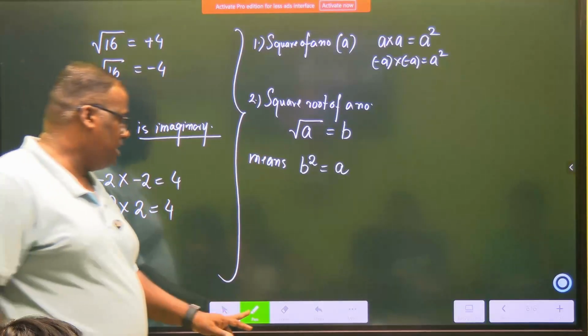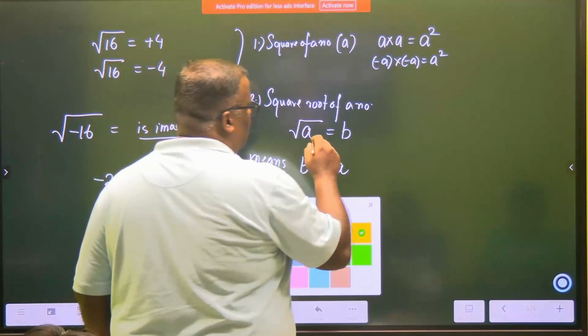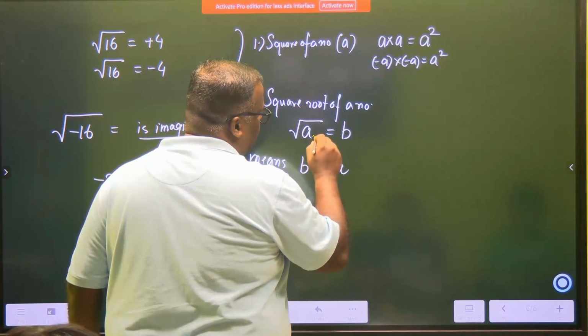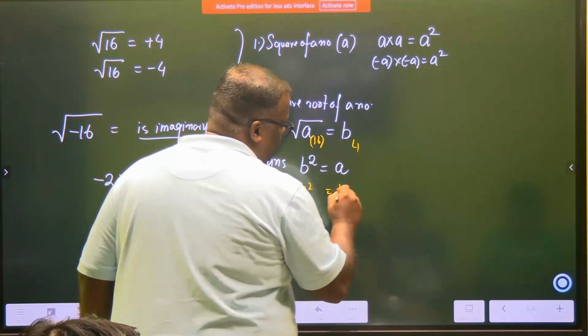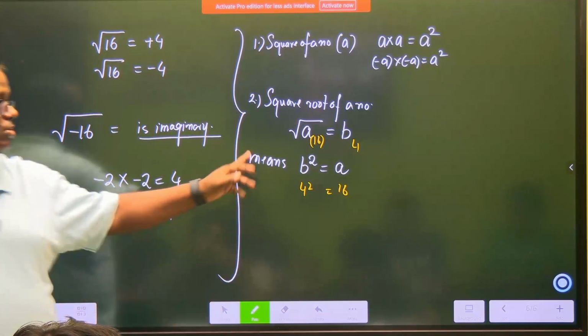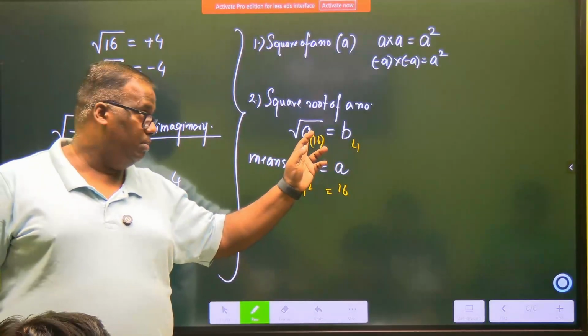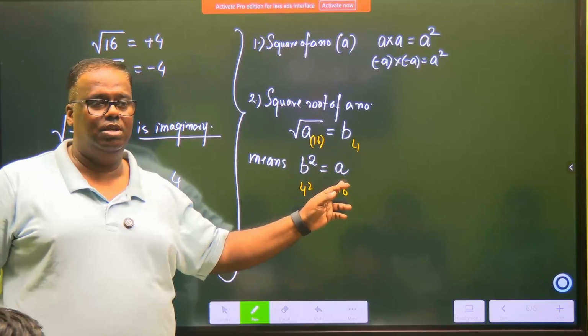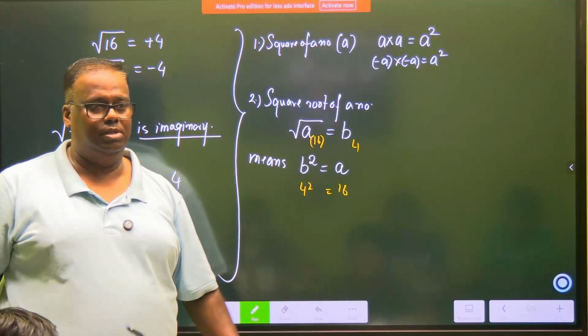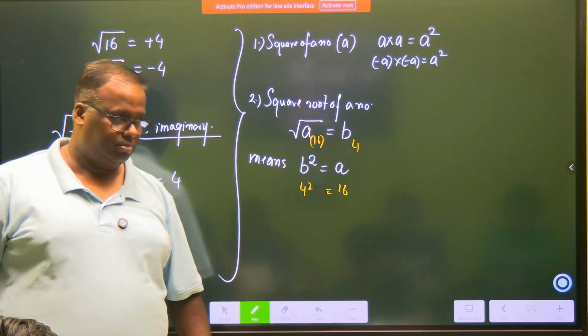If you want some example, we can have an example. Square root of a number 16 gives me 4, which means if 4 was squared, I get 16. Are you able to see the logic? A number's square root gives me a number. That means that number, if squared, should give me back this particular number. Right? Okay.